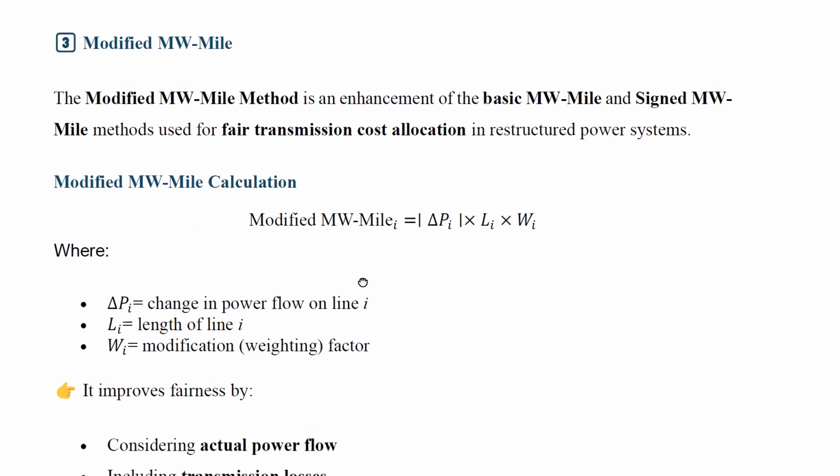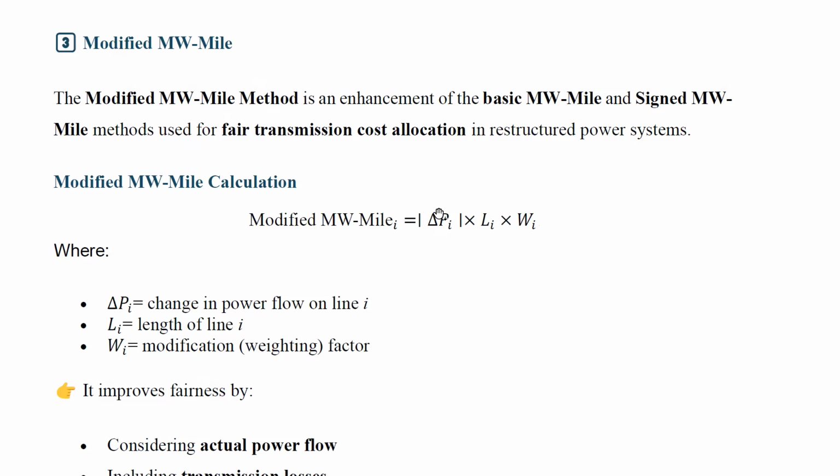Next comes the modified megawatt mile method. The modified megawatt mile method is an enhancement of the basic megawatt mile method and signed megawatt mile method, used for fair transmission cost allocation in the restructured power system. In the modified megawatt mile calculation, the modified megawatt mile of i is equal to delta P of i, that is the change in the megawatt, into Li, the length of the line, into Wi. Wi is the weighting factor or modification factor.